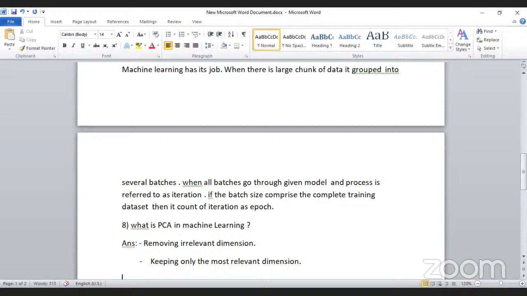What is PCA in machine learning? When we have multi-dimensional data, data visualization and computation become more challenging with the increase of dimensions. In such a scenario, we use PCA. PCA is a technique that will remove irrelevant dimensions or features, and it will keep only the more relevant dimensions.